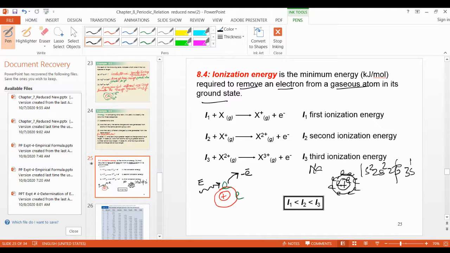Now the question is about ionization energy. This is 3s, in the third shell. The energy required to remove this outer electron, the valence electron, from the gaseous atom is known as ionization energy. Is it clear now?